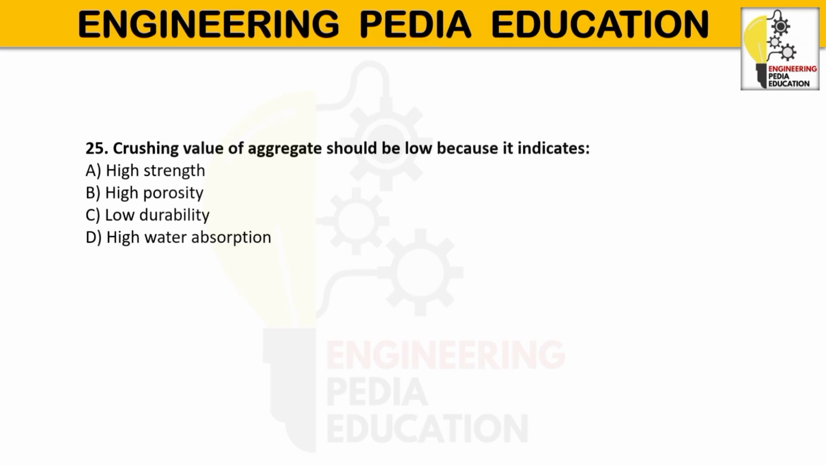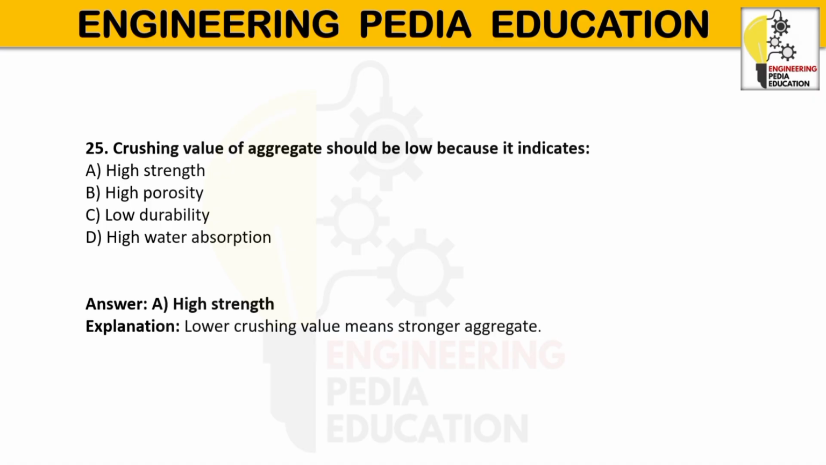The crushing value of an aggregate should be low because it indicates high strength, high porosity, low durability, high water absorption. So the correct answer is high strength. A lower crushing value means a stronger aggregate. A higher crushing value means a weaker aggregate.